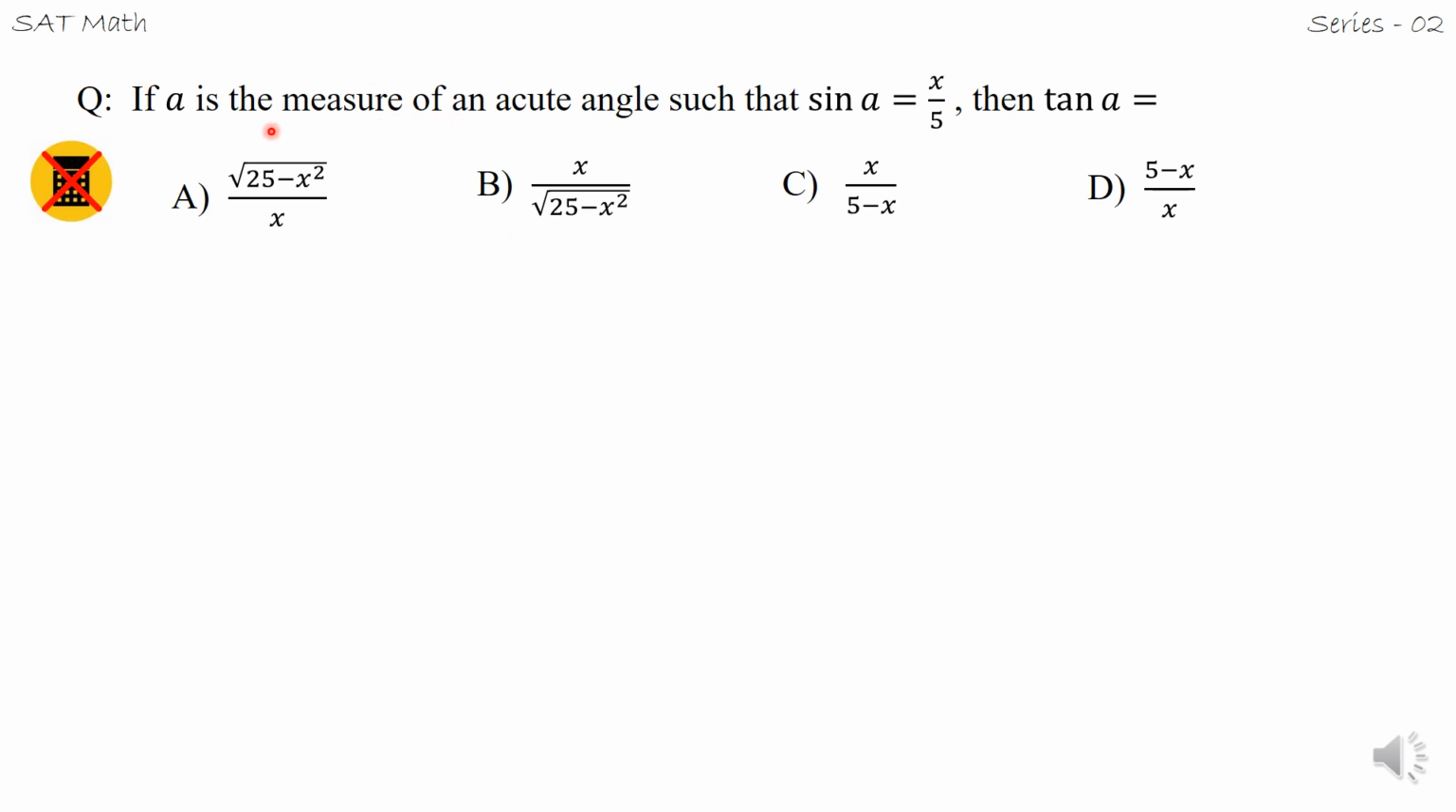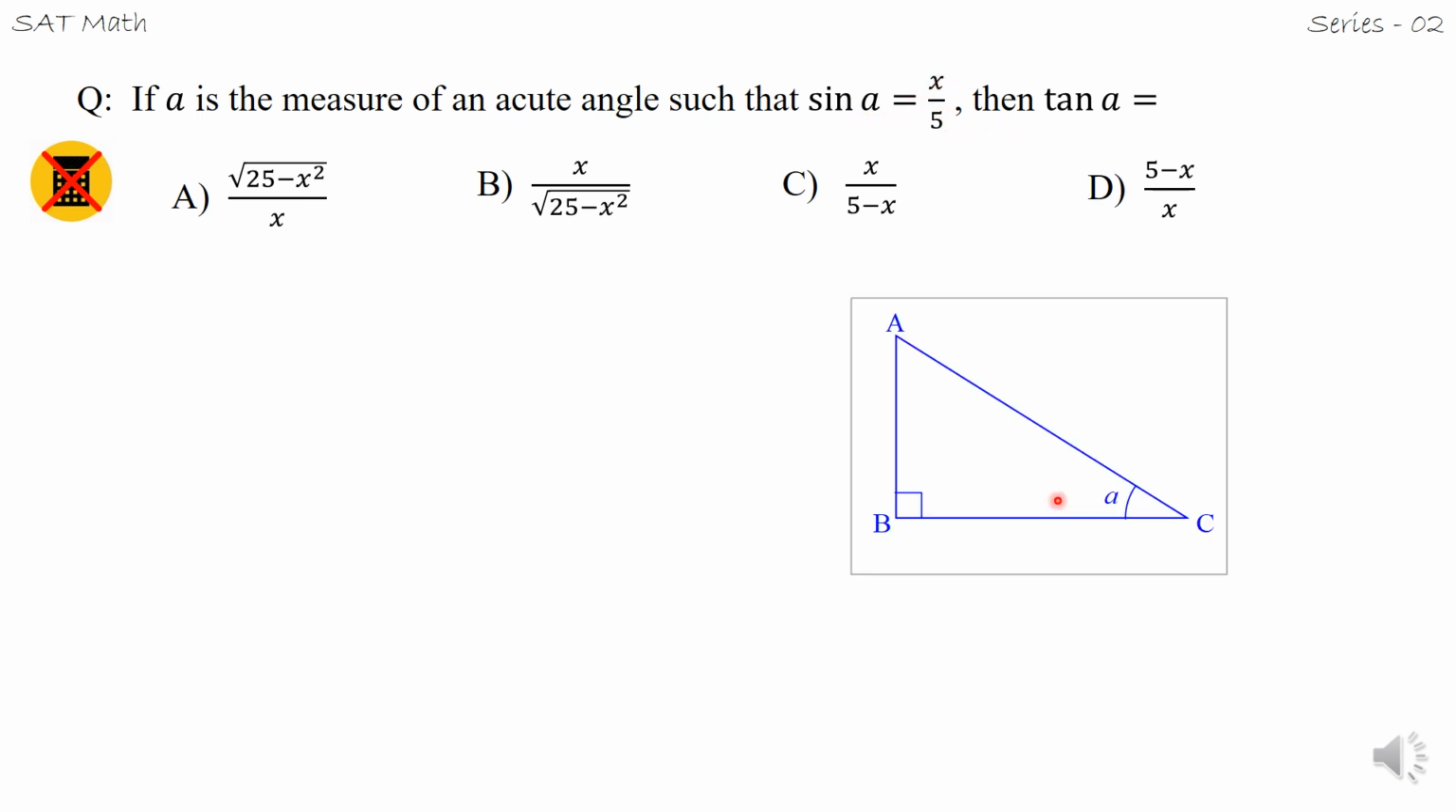Okay, here A is an acute angle and sine A is given as x over 5. We need to find tan A. In a right triangle, sine A is the opposite side over the hypotenuse. So it is AB over AC, and it is given that sine A is x over 5. So AB equals x and AC equals 5.